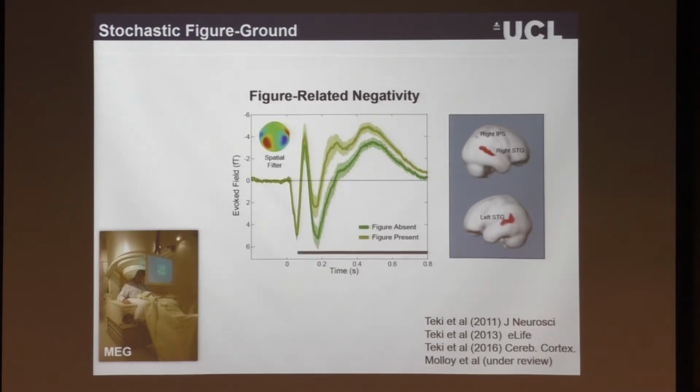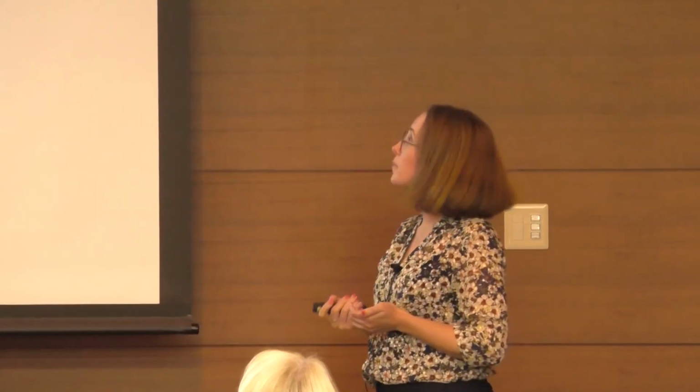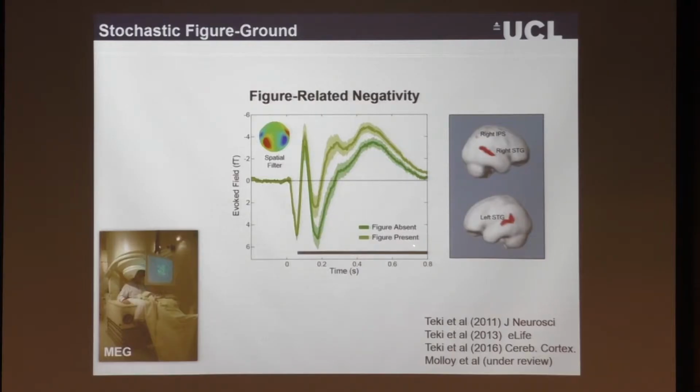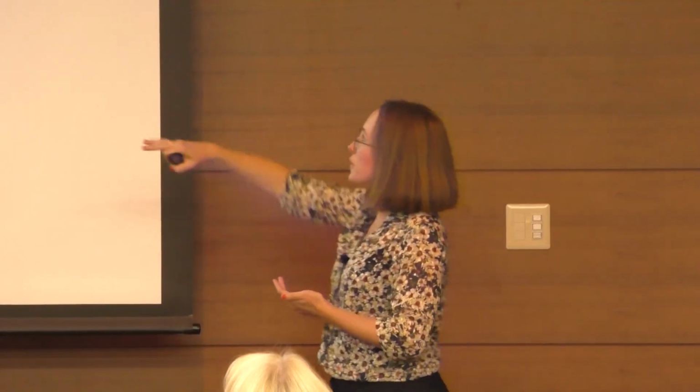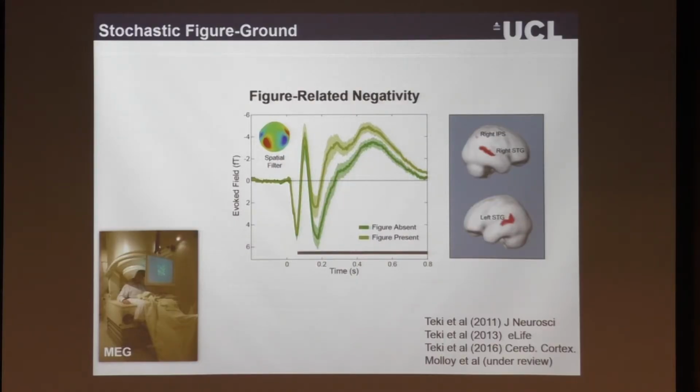What we are showing here is participants, this is our MEG setup. They're performing a very easy visual task. They're looking at images and doing a one-back type task. And this is the MEG response to the figure absent stimuli, where there's no figure, and the figure present stimuli. The green one is the one where there's no figure. The olive one is the one where a figure is present. And there is what we call the figure-related negativity. The difference between the two is the quantity that reflects the fact that the brain has computed the presence of the figure.